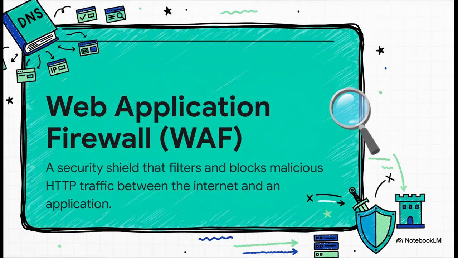So who is this guard? Well, that's what we call a Web Application Firewall, or a WAF for short. If DNS is the phone book that gets you to the right building, the WAF is the bodyguard standing at the front door. It positions itself between the website and the rest of the internet, and it inspects the content of every single request to make sure it's not something malicious.